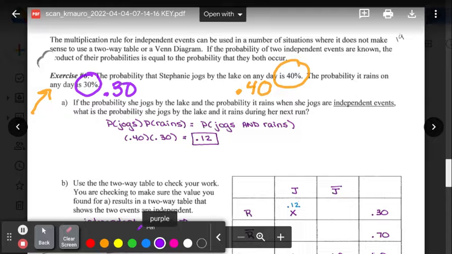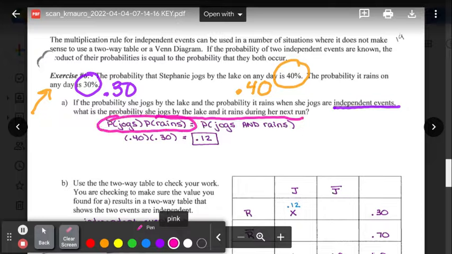Now, the question says, if the probability she jogs by the lake and the probability it rains are independent, we're going to find out something missing. What's the probability she jogs by the lake and it rains? So we know they're independent. So what we can do is just multiply those two probabilities together. So 0.40 times 0.30, our probability is 0.12.